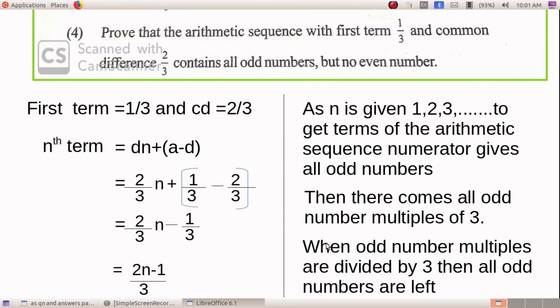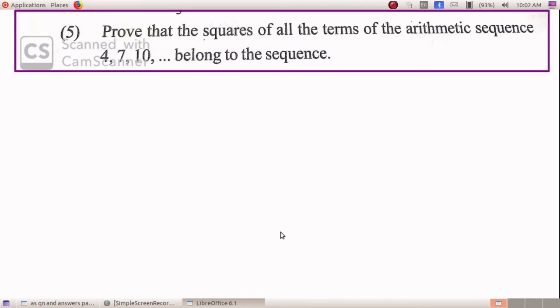Okay, let us go to next question. The fifth question. Here you need to prove the square of any term of the sequence 4, 7, 10 etc. is again a term of the sequence.